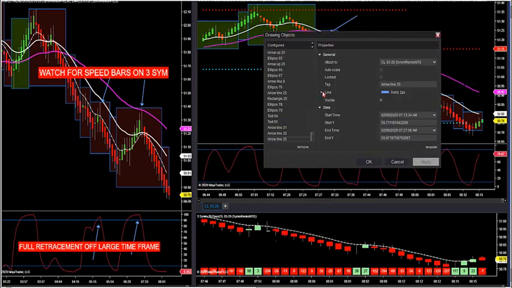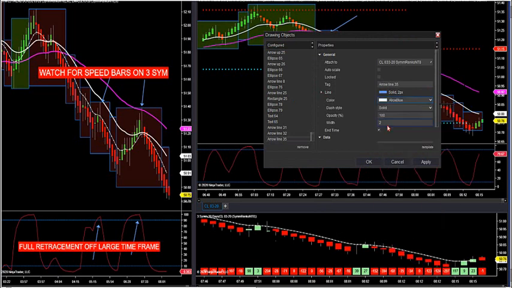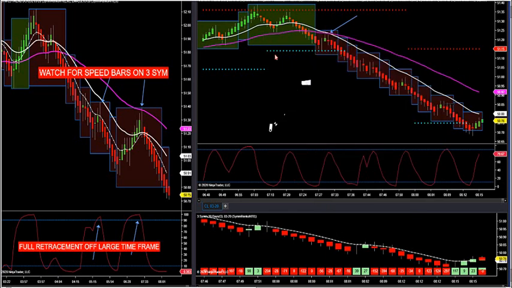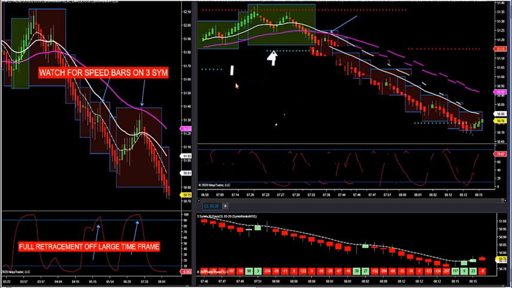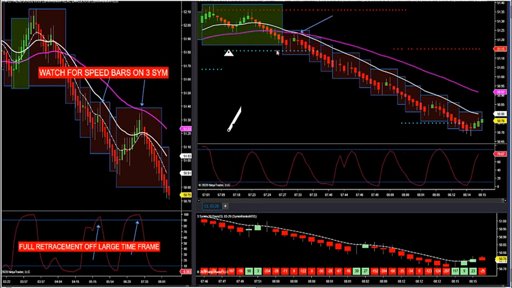We are looking for speed bars to come in out of consolidation. So this is a favorite way to trade the trend box on any market, any time frame. We look for a consolidation, a big consolidation bar. A consolidation box means it's over 5 plus candles inside of the box.